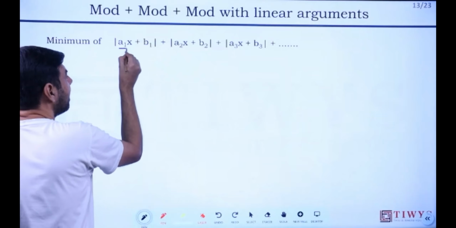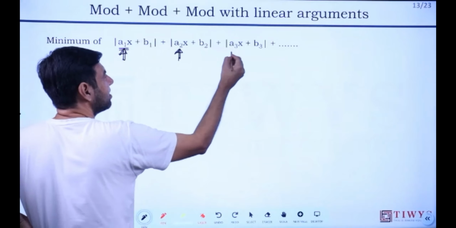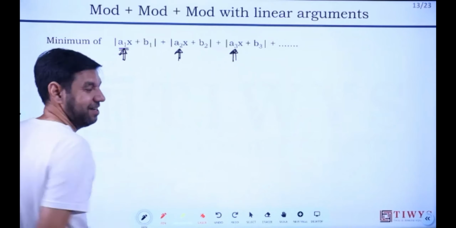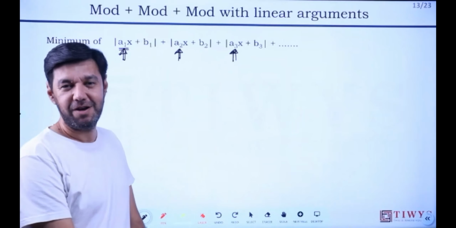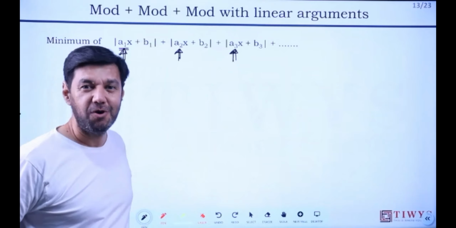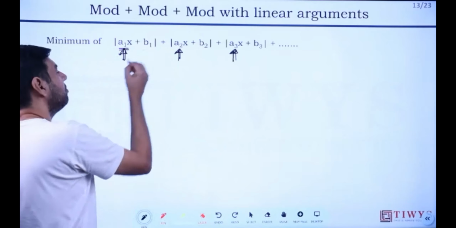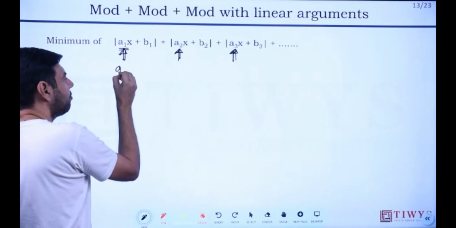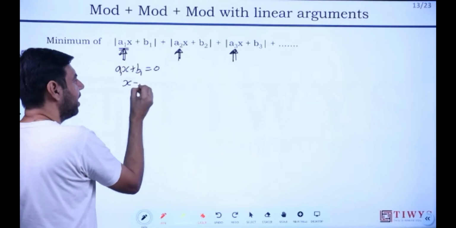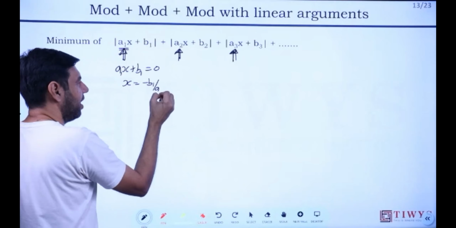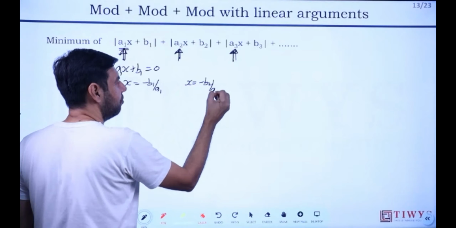This time x has a coefficient other than 1. So 2x plus 1, 3x minus 1, 4x plus 5, or anything of that sort. The milestones are very easy, students. Equate it to 0. Remember, the milestones are always where it becomes 0, when you get x equal to minus b1 by a1, x equal to minus b2 by a2.